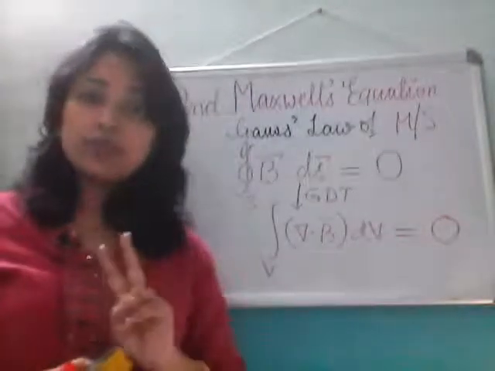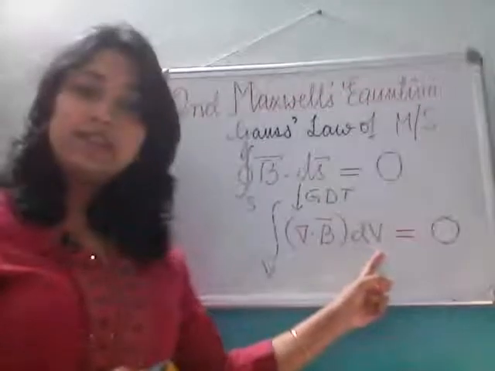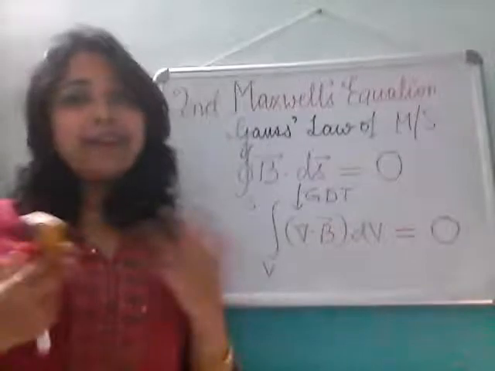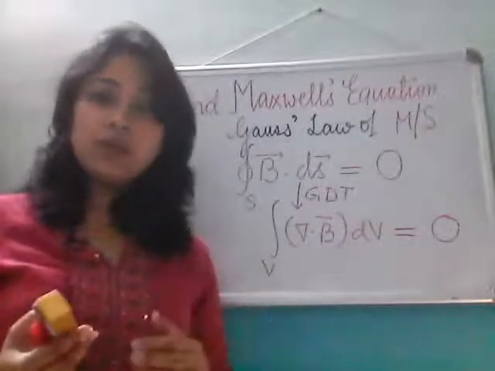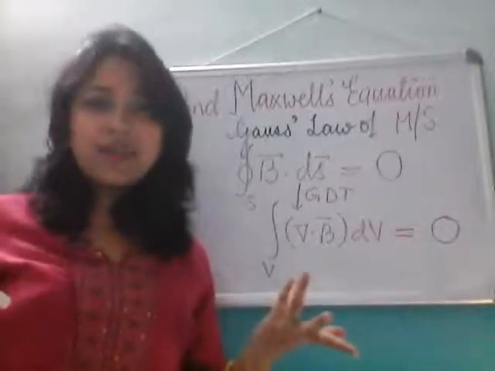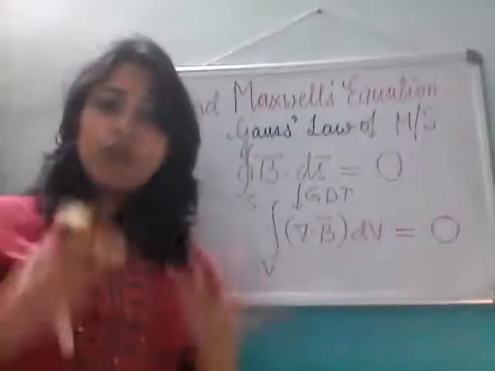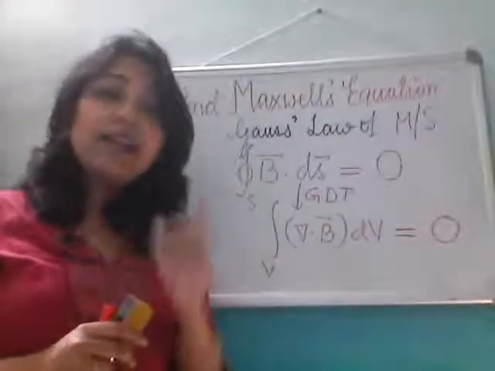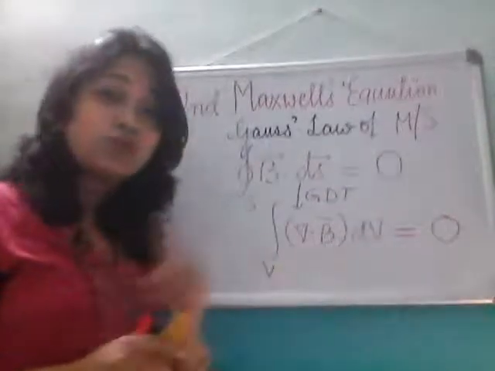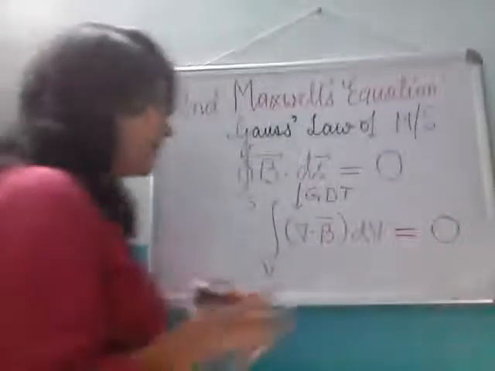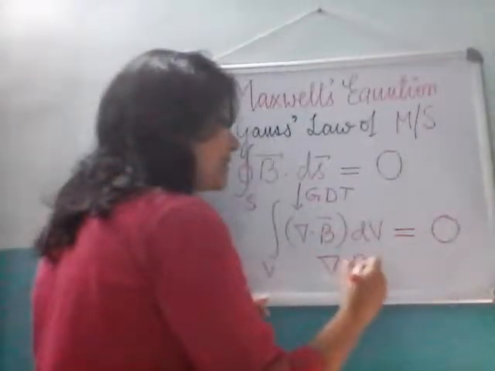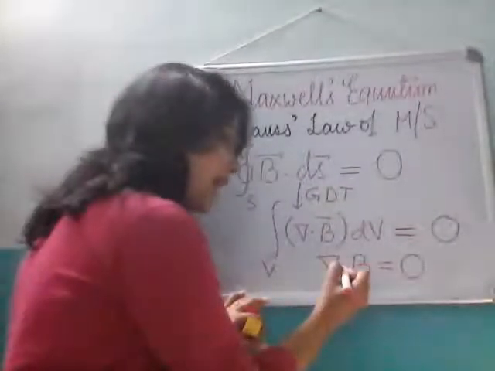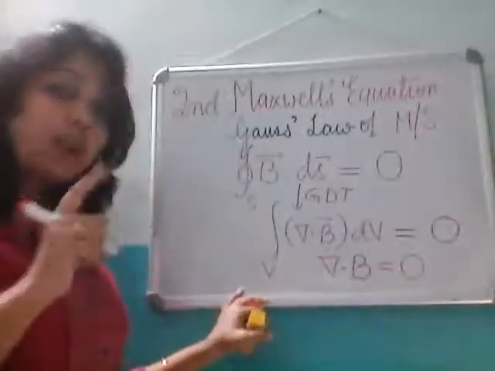Now there are two options. One option is that the dV, the volume, can be 0, or divergence of B can be 0. If I take the option that the volume is 0, my entire problem disappears. There is no physical significance in the entire volume going to 0. So what we essentially have to consider is that for this equation to hold true, the only possibility is that divergence of B itself is equal to 0. Divergence of B. I hope all of you can see clearly the dot that I am placing.